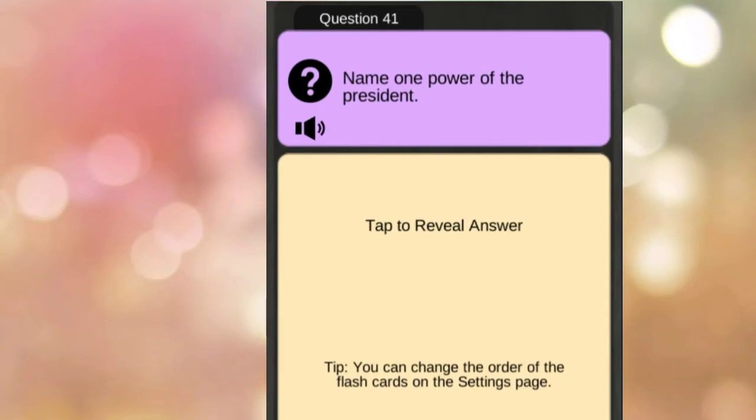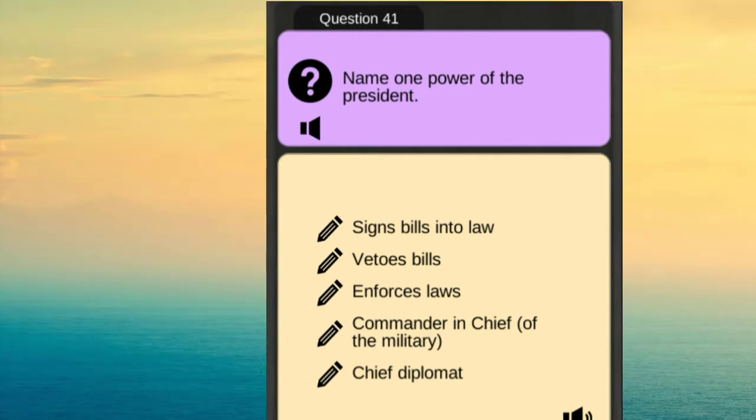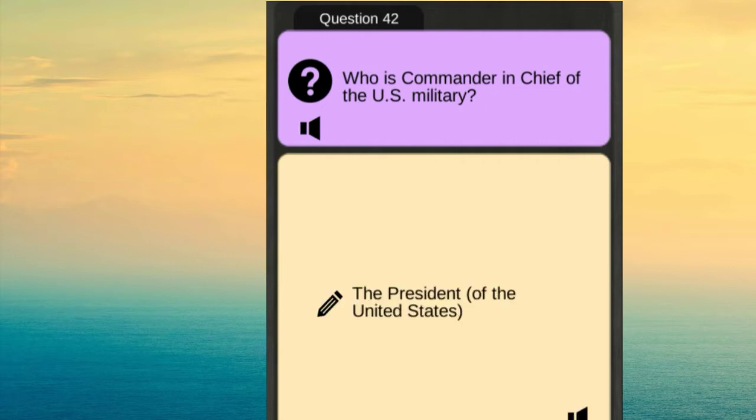Name one power of the President. Signs bills into law. Vetoes bills. Enforces laws. Commander-in-Chief of the military. Chief diplomat. Who is Commander-in-Chief of the U.S. military? The President of the United States.